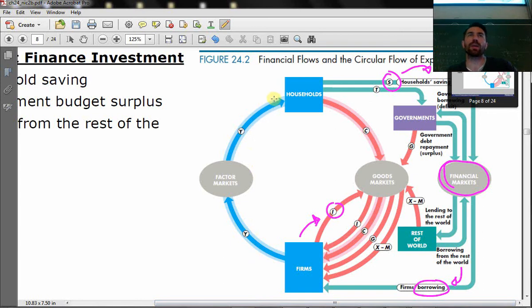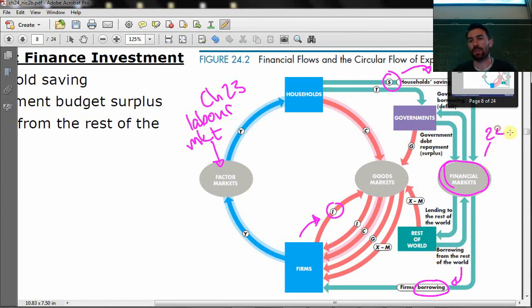When we were talking about chapter 23, we introduced our first economic model of the labor market, as well as a production function. This is the labor market. So here's where labor markets come in. It's the markets for factors of production. That was chapter 23. This is financial markets, chapter 24.